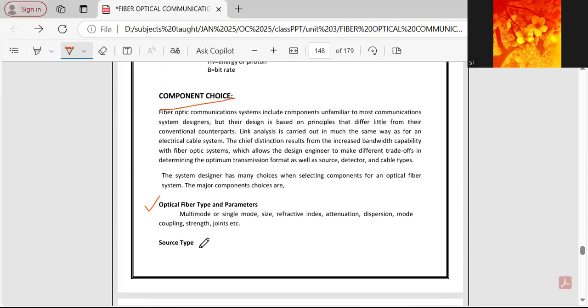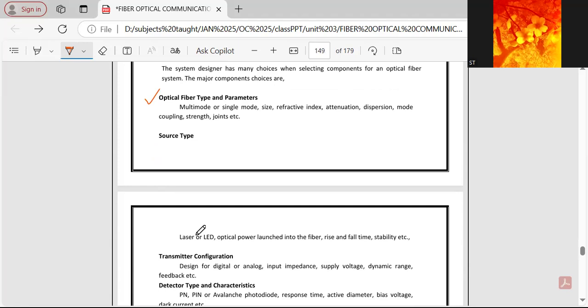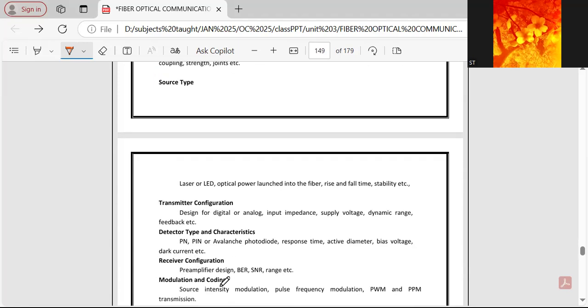Next one is the source type. So we are discussing the different components. It involves optical fiber type and parameters, different optical fibers and related parameters. Then source, laser or LED, which source you are going to use, how you are launching optical power in the fiber, what is the rise and fall time, what is the stability, all these things are to be decided.